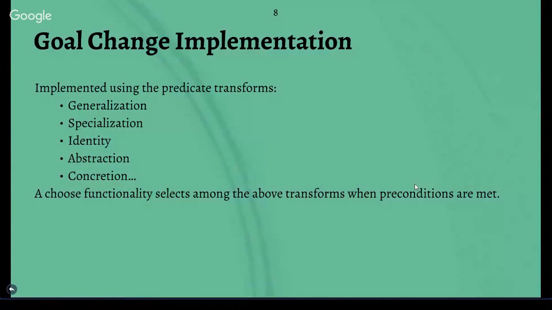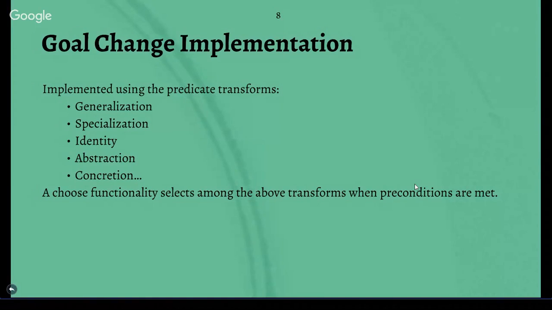We have implemented this goal change operation using predicate transforms, where generalization means moving into more generic predicates, specialization means moving into more specific predicates, and identity means selecting the same goal again. Abstraction is similar to generalization but for objects, and concretion is similar to specialization but for objects as well. So this is how, with the help of predicate transforms, we have implemented the goal change operation in MIDCA.